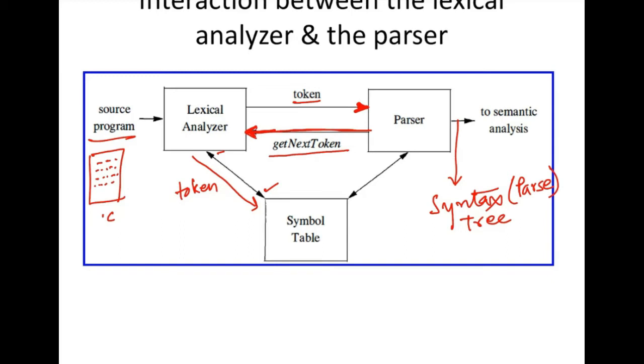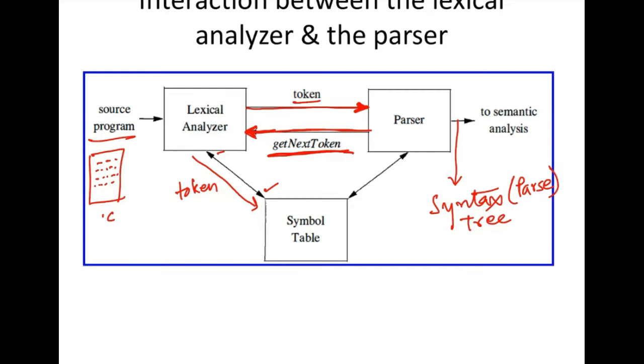For generating the parse tree, the parser will request one token at a time. How is this request sent to the lexical analyzer? The parser will have a function, usually called get next token. In some different compilers, this function name can be a little different; that is not an issue. So the parser sends a request to the lexical analyzer, get next token. When the lexical analyzer gets that request through this function, it sends the next token to the parser. This is the communication you have to understand.